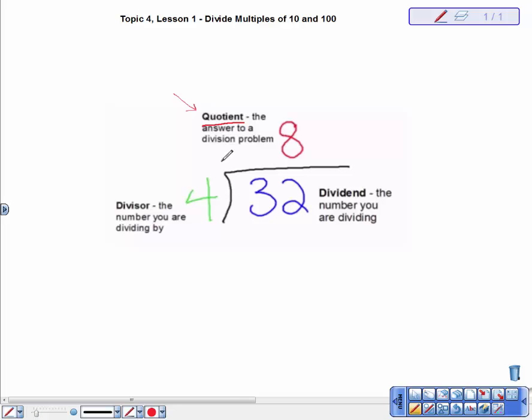When I say to you, what's the quotient? Answer to a division problem. When I say to you, what's the answer to a division problem? Quotient. You need to be able to know that.